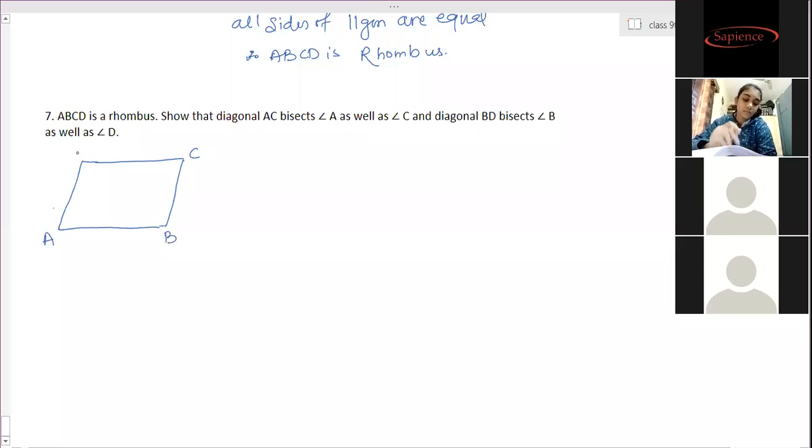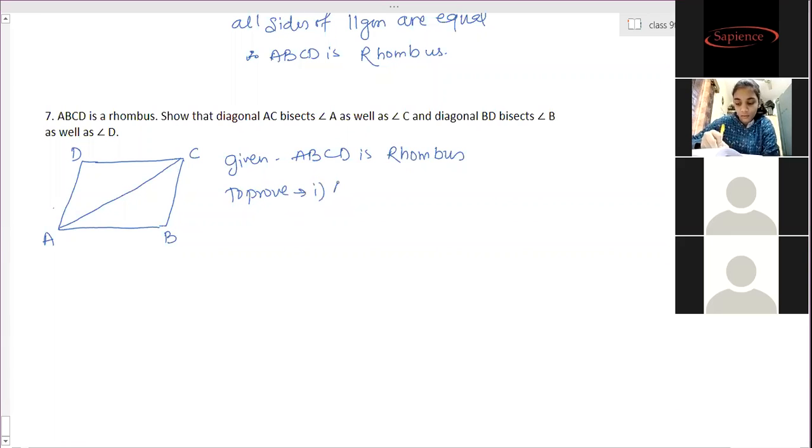ABCD is a rhombus. We have to first show AC diagonal bisects angle A and angle C. So don't join BD right now, because one we will prove and then secondly, for the second triangle, we will do the second construction. Given: ABCD is a rhombus. To prove: first part, AC bisects angle A and angle C, and second, BD bisects angle B and angle D.